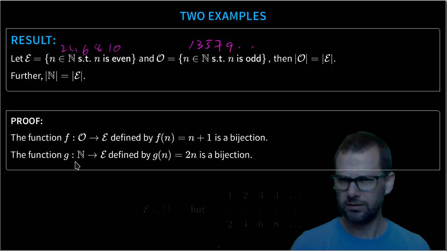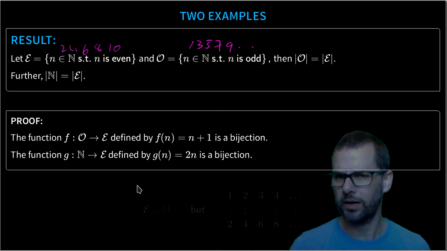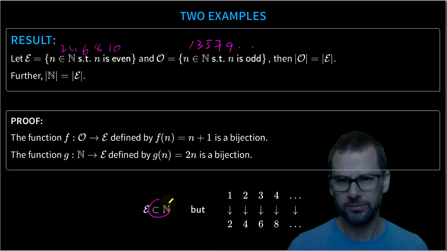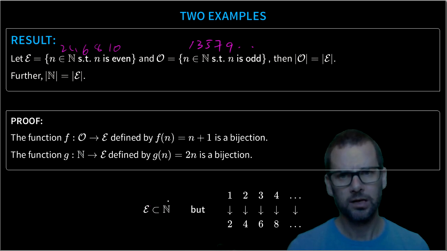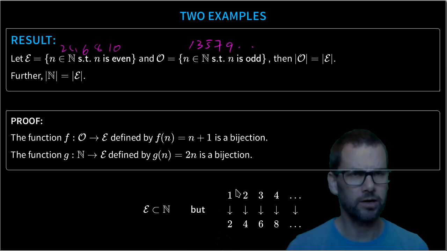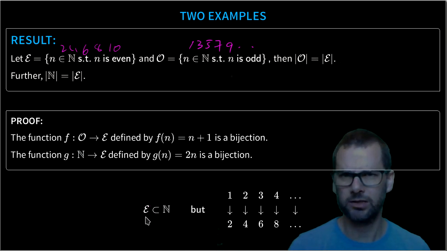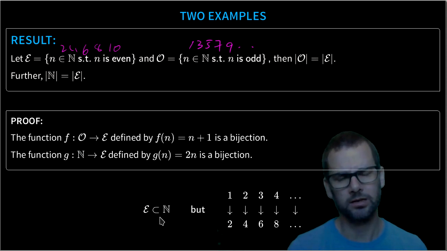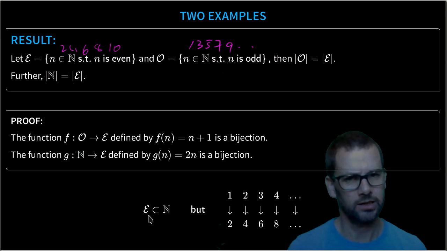But this second result here is quite weird because the set of positive even numbers is a strict subset of the natural numbers. And so what is going on here? Even though there are only half as many positive even numbers, we can still construct this bijection. This is a very weird thing that infinite sets do.